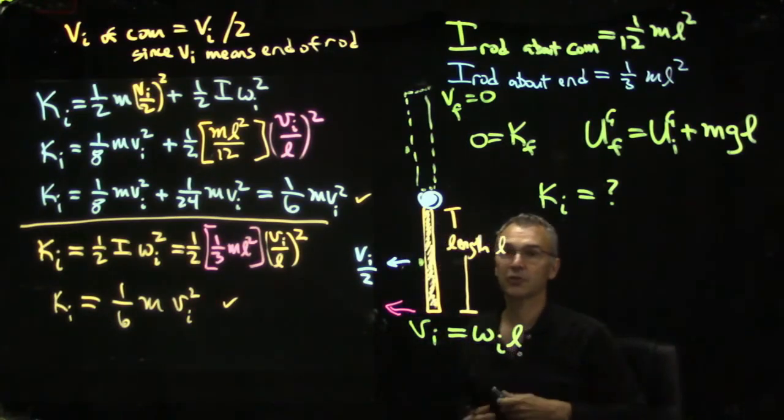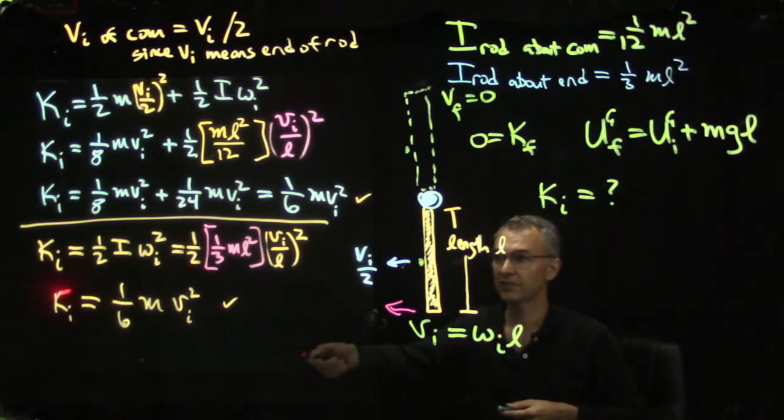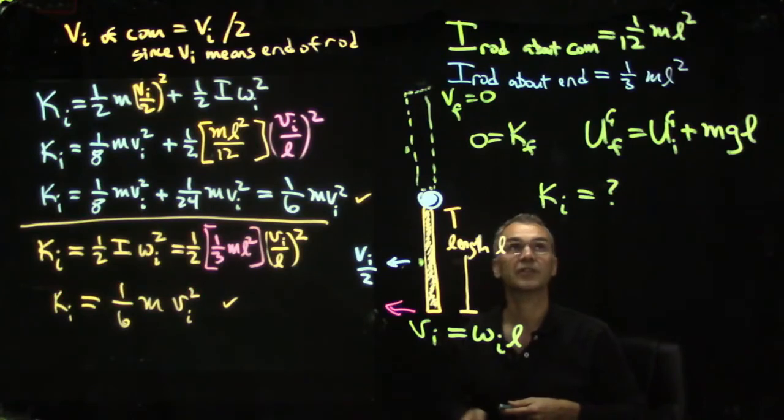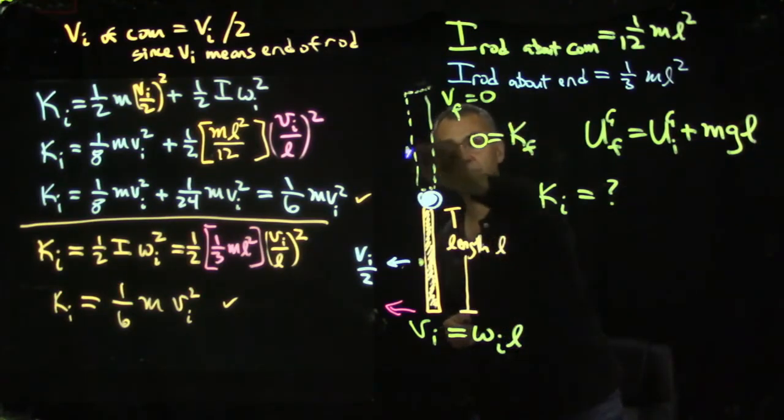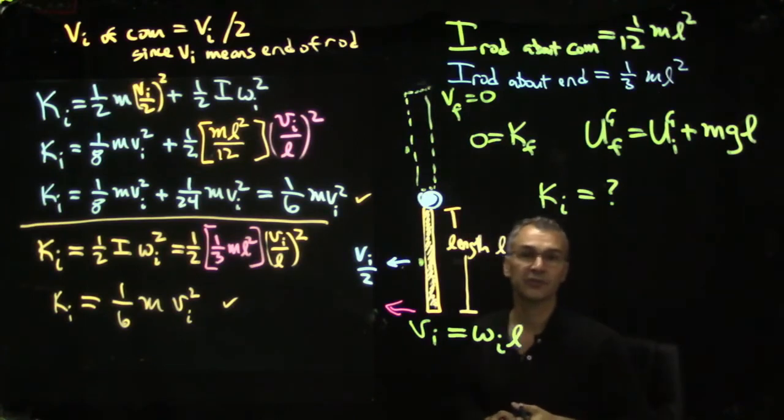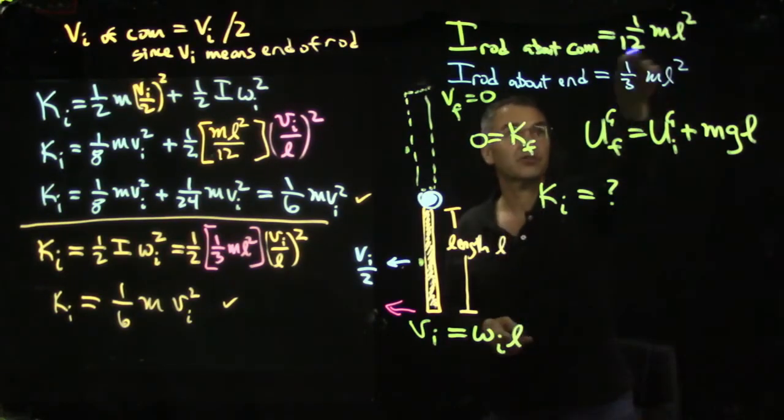So we like that. For solving this problem, I guess we can say this expression for the initial kinetic energy equals mgl, because that's the change in gravitational potential energy, and then we're done as long as there's no friction to dissipate energy. But where did this expression come from?